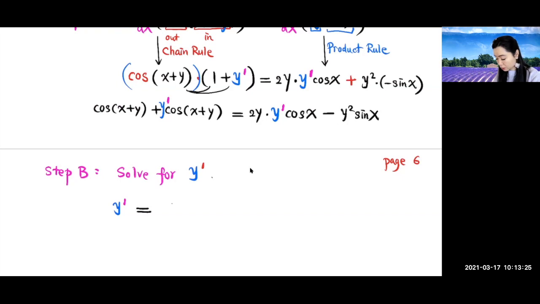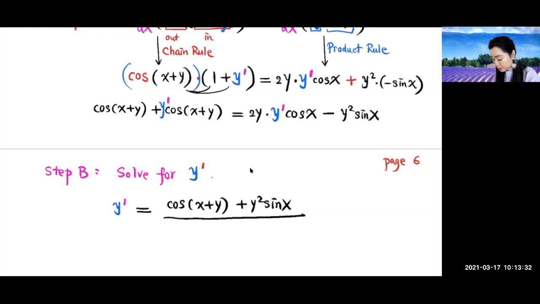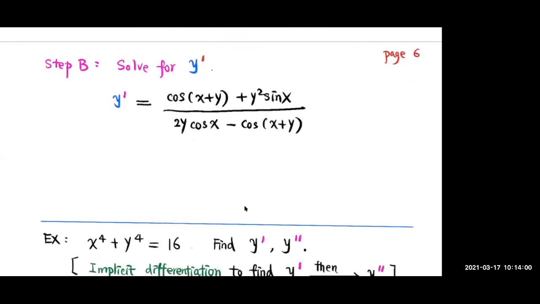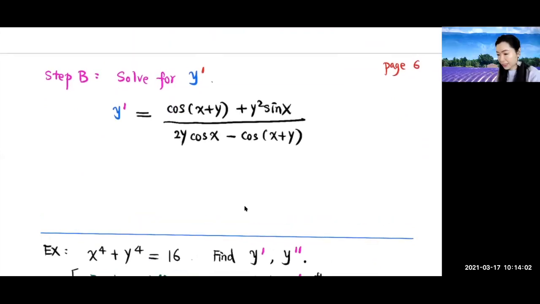And then divide by, for these two, you bring them together and take out the common factor y prime. So you have 2y cosine x minus cosine of x plus y. So we solve for y prime. Let's just do the algebra. So this is dy dx. So that's the answer over here.